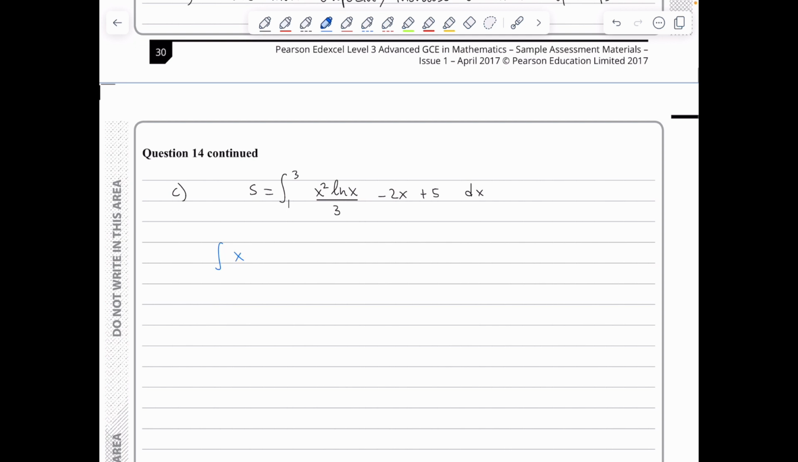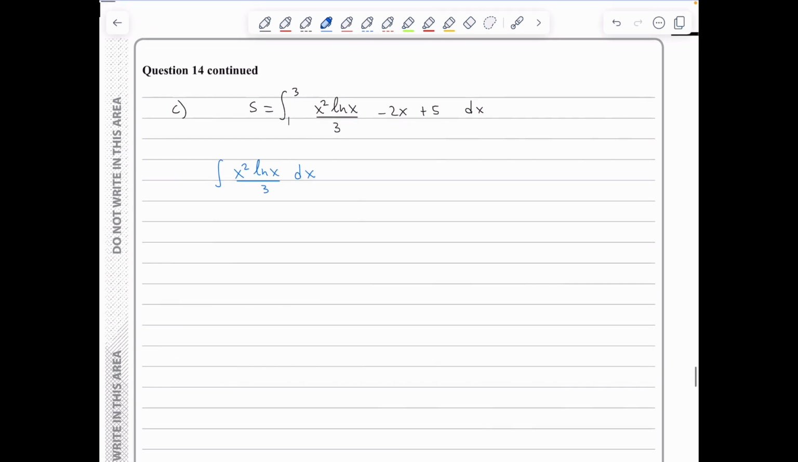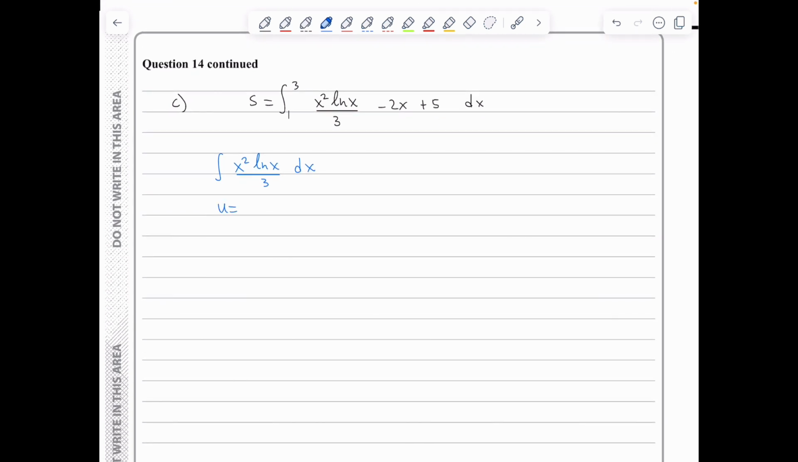that one. So the integral of x squared ln x over 3 dx, we need to choose our u and our v dash. I'll put u to be ln x because I know how to differentiate it. It gives me 1 over x. And I will put v dash to be x squared over 3, which means that if I integrate v dash, it will give me v to be x cubed over 9.